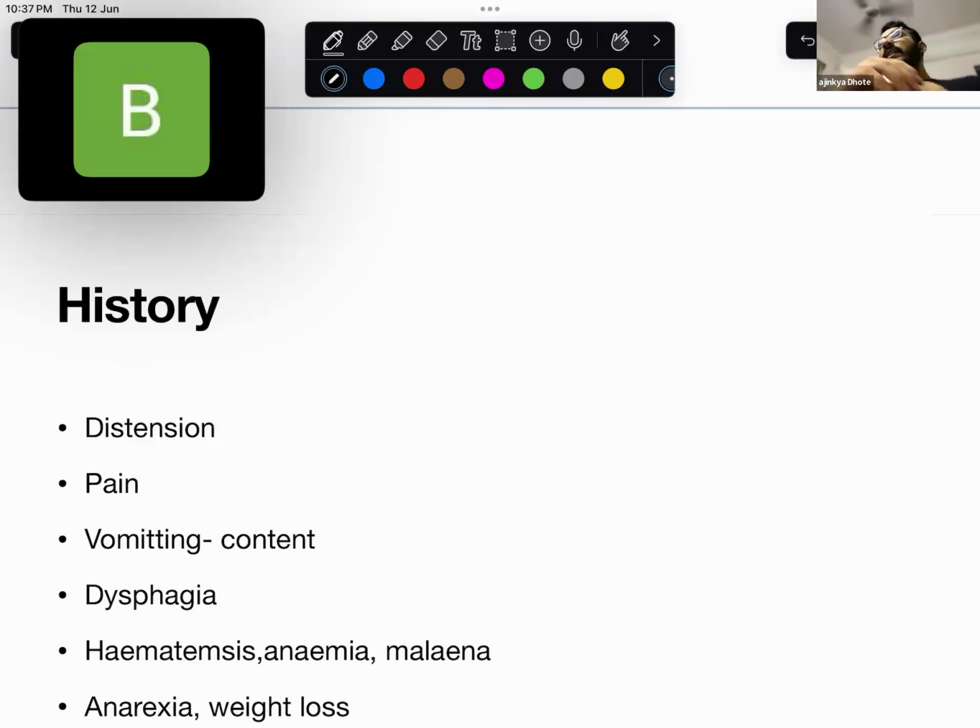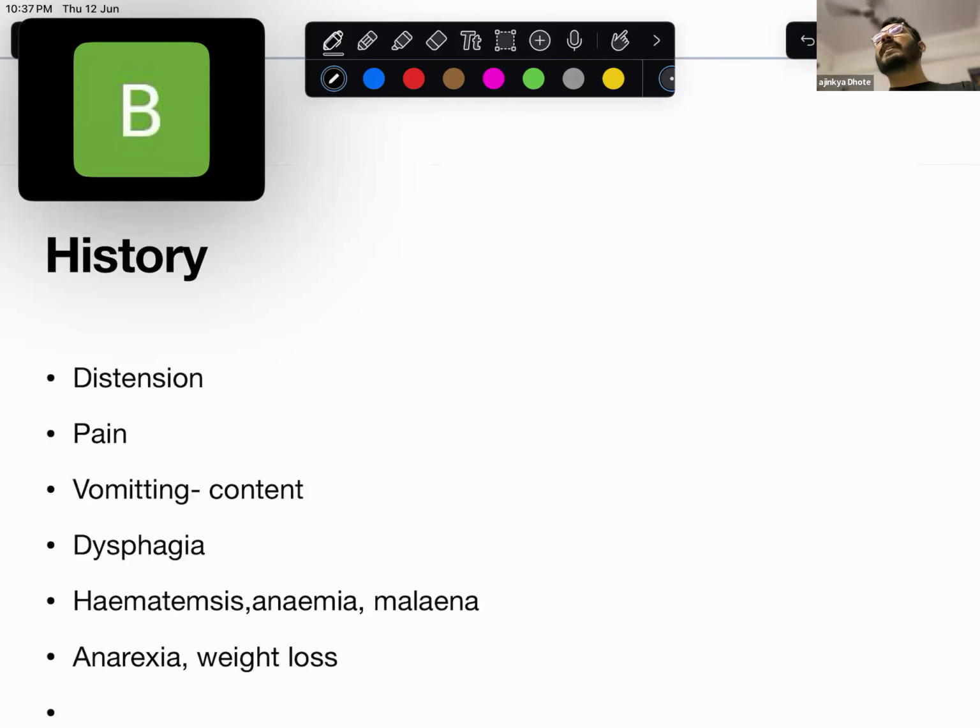Whenever we discuss an epigastric lump, there are a few classical symptoms that a patient comes with. In early cases of a malignant lump, the patient can be asymptomatic, or the symptoms are very mild. They start with dyspepsia, and there's something known as distension. You have to be very specific when the patient describes distension, because it can either be localized to the epigastric region or any specific region of the abdomen, or it can be generalized.